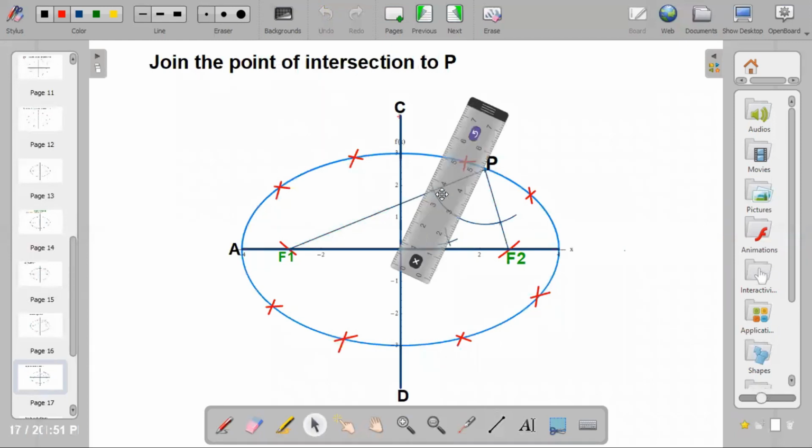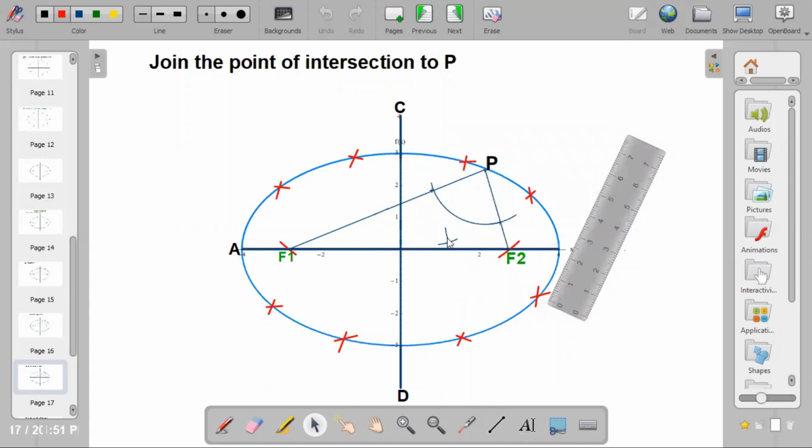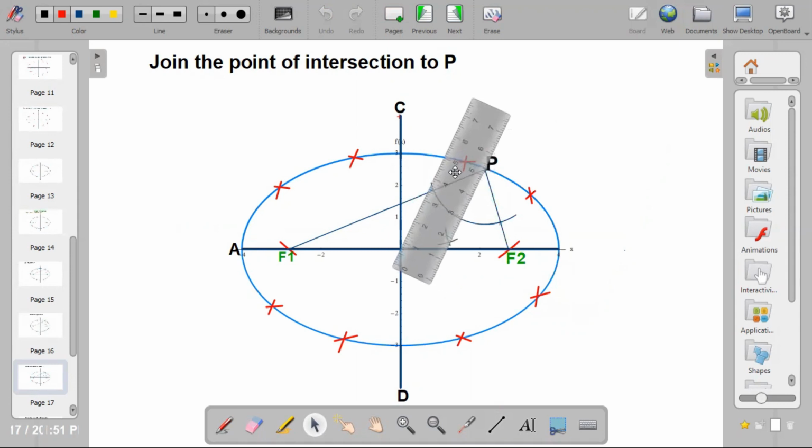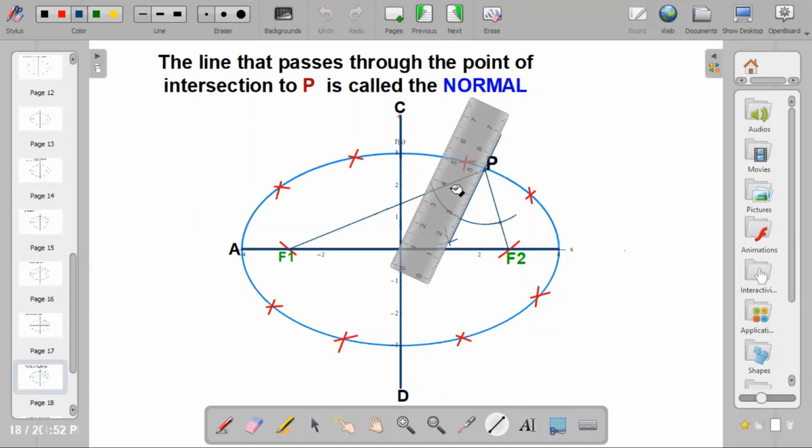Then the next thing is to draw a line from the point of intersection to point P. Pick your ruler, place it at the point of intersection of the arc and point P. Join it with a line. Now the line that passes through the point of intersection to P is called the normal.